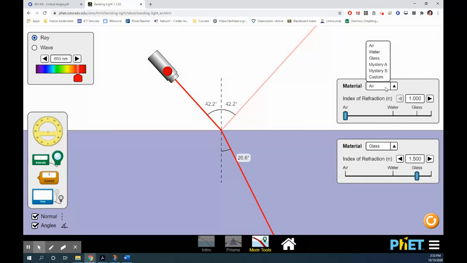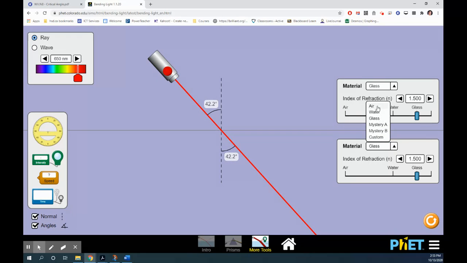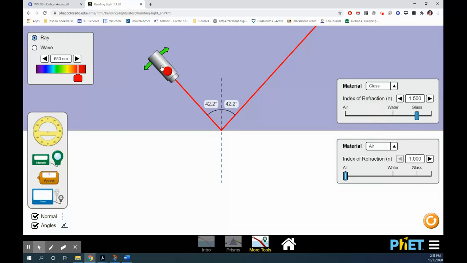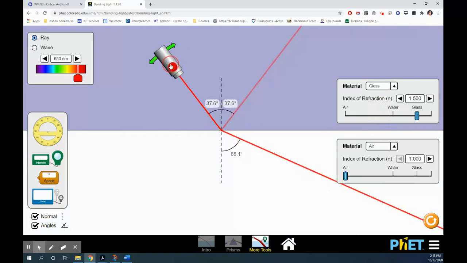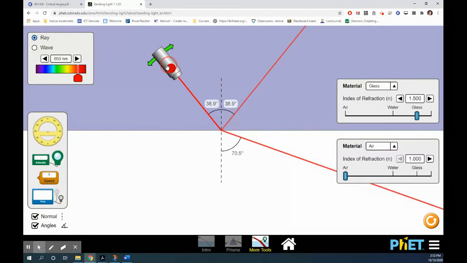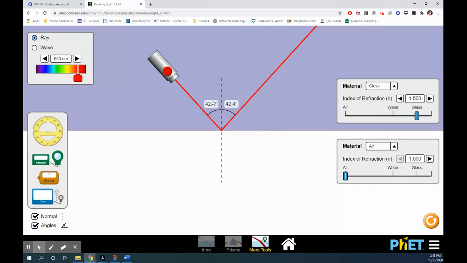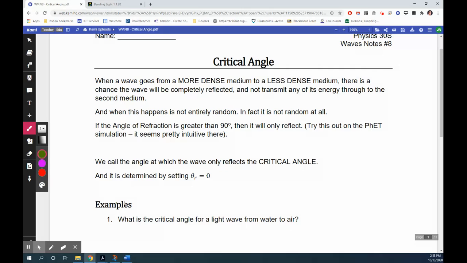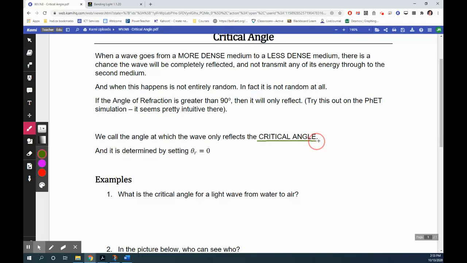But when you go from a more dense medium to a less dense medium, so 1.5 to 1, you get this. And what we're looking for is the critical angle. Now, the critical angle is the smallest angle of incidence that has no angle of refraction, where all of the light is reflected. And so that is what we're looking for. We find this, and we call this the critical angle, okay?